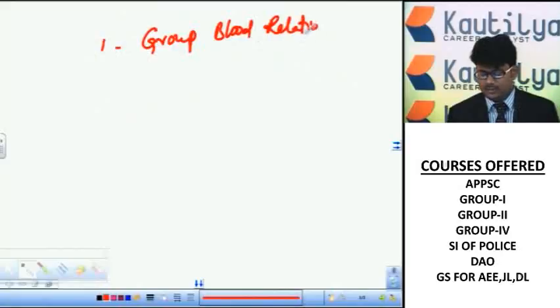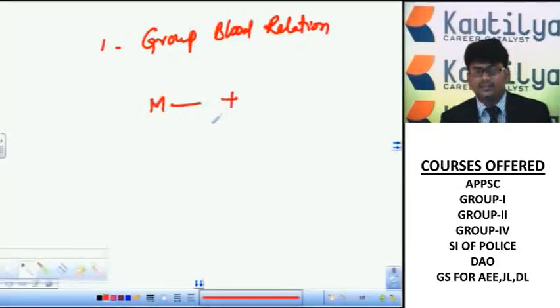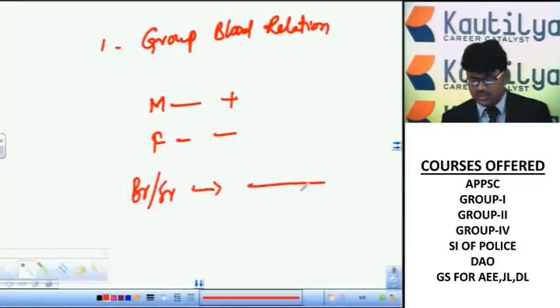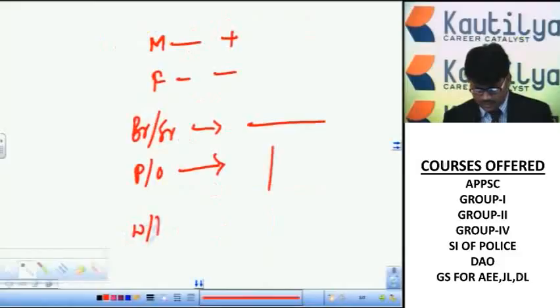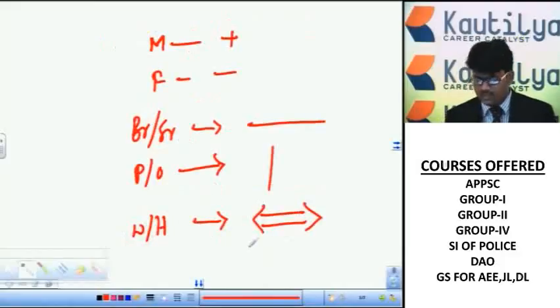First we have to remember some points about blood relations. Here the male person is denoted by a plus symbol. The female person we denote by a minus symbol. Brother or sister relationships are indicated by a horizontal line. Parent and offspring relationship is represented by a vertical line. And wife or husband relationship is represented by a double implies symbol. We have to remember these points when solving group blood relation problems.